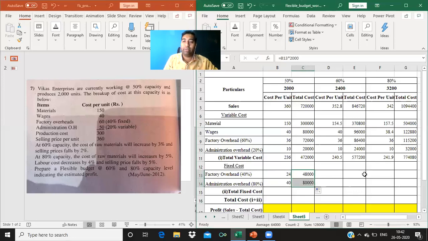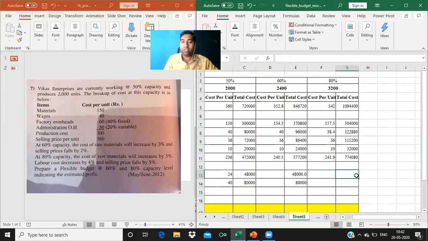Next is also going to remain the same. So the rule of fixed cost says that the total cost will remain the same, but the per unit cost changes. So 48,000 and 80,000 is going to remain the same. Next, cost per unit should be calculated for this. It is total cost divided by number of units. That is 20 and 33.33. Similarly, for 80% capacity, 48,000 divided by 3,200. We got 15 and 15.